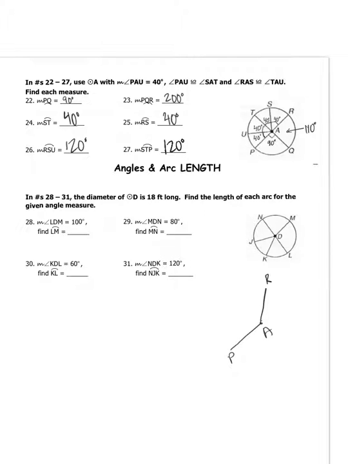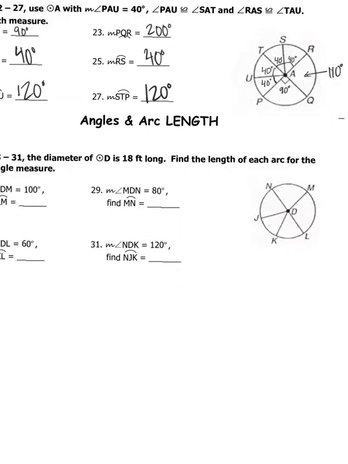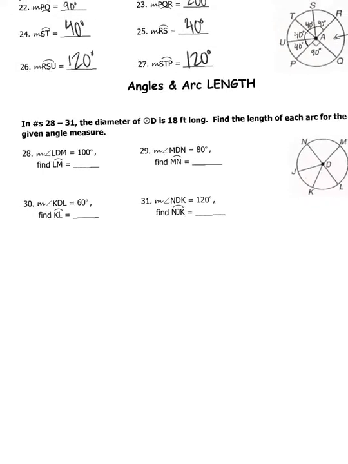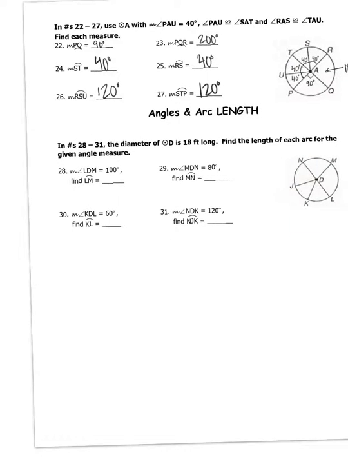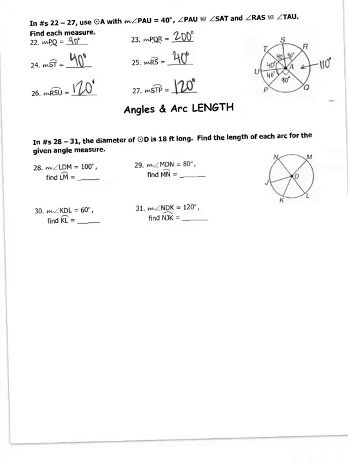All right, for the last one here, we're looking at this picture. We know the diameter of the shape is 18 feet long. Find the length for each arc. We're finding length here, so we have to use our formula: central angle divided by 360 times 2 pi r over 1.